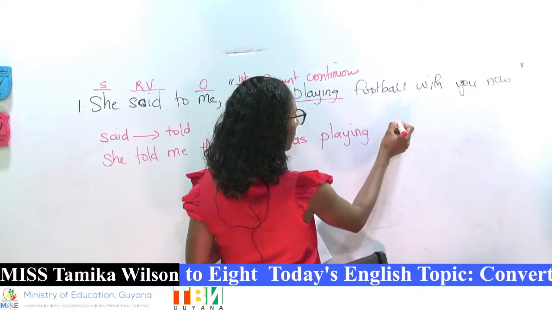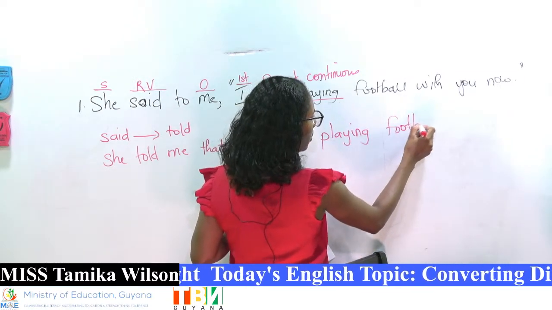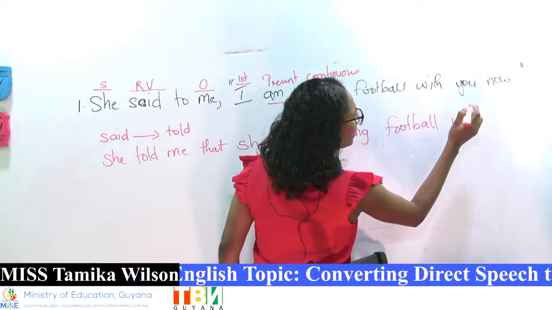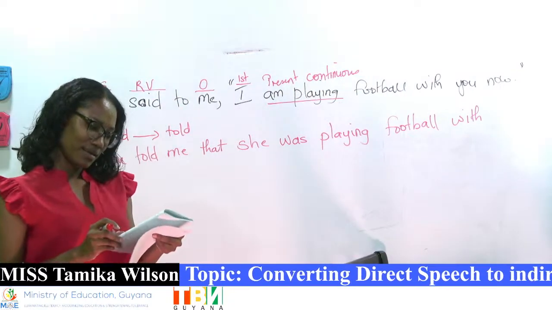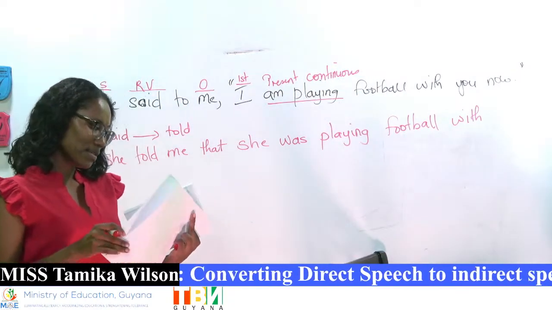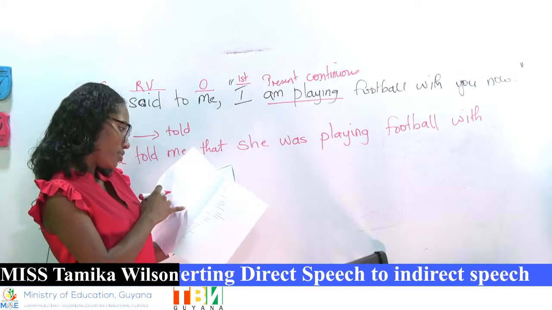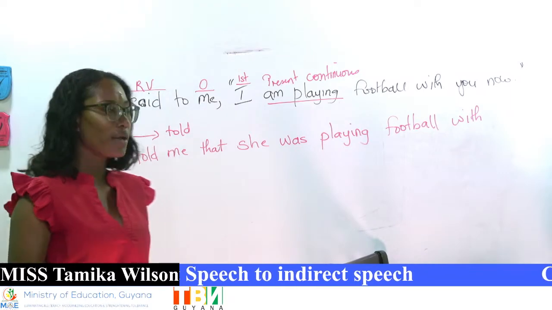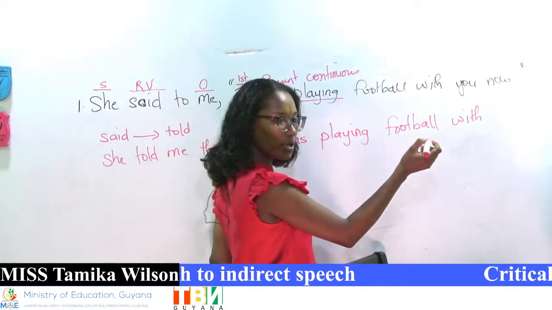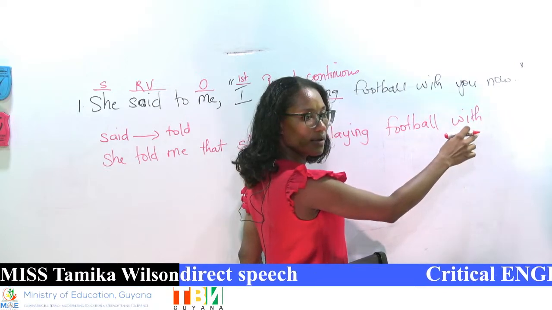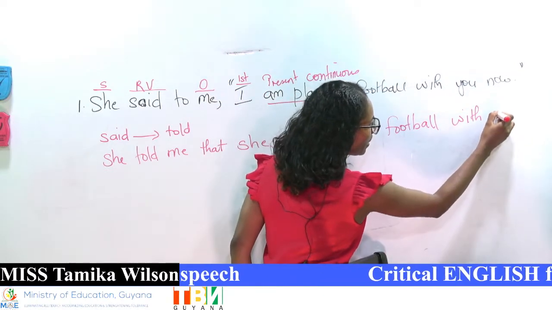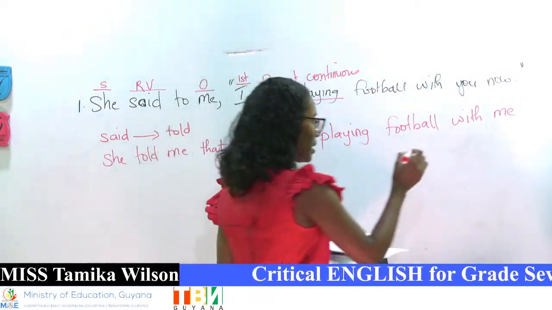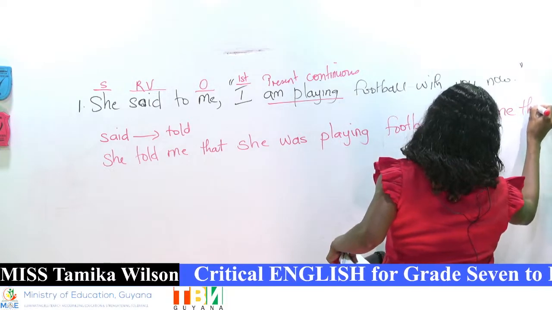What was she playing? Football. With you. "You" becomes what? Me. "You" is second person, yeah? Which becomes what? The object. Which pronoun are we accounting for? Playing with me. Now "now" becomes what? Then.